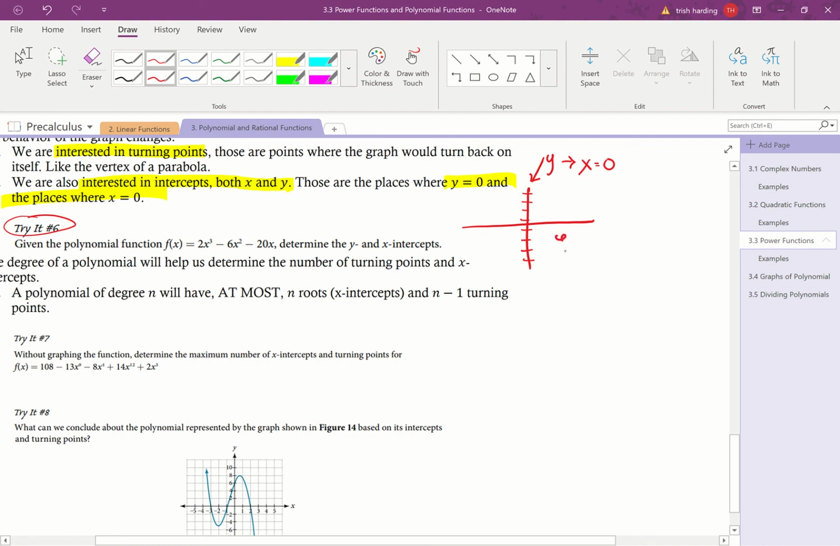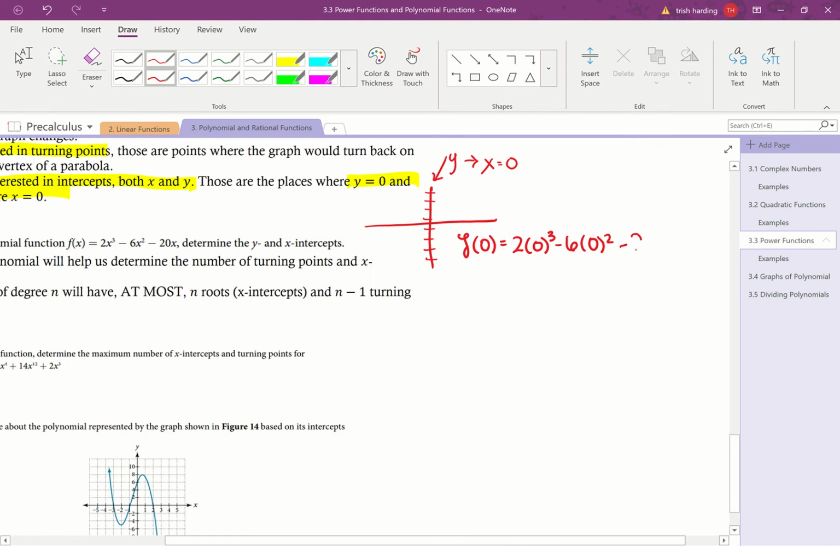Well, here, notice that when x equals 0, we get 2 times 0 cubed minus 6 times 0 squared minus 20 times 0. I mean, that's just 0. So we're going to have (0, 0). So that's an intercept. This is our y-intercept. Now for an x-intercept, I am going to go ahead and start factoring this because that is one of the things I have to do. And I'm going to take out an x. Actually, I will take out a 2x.